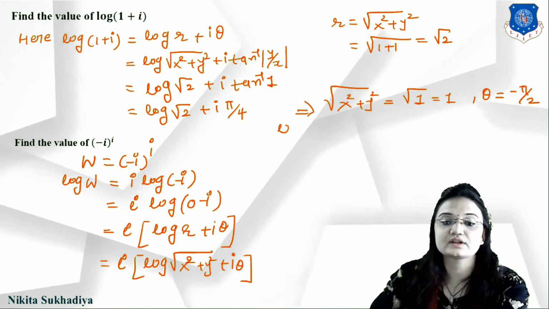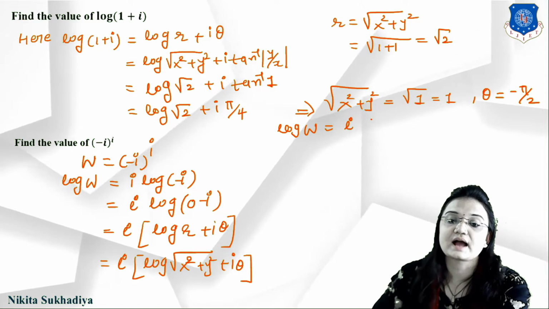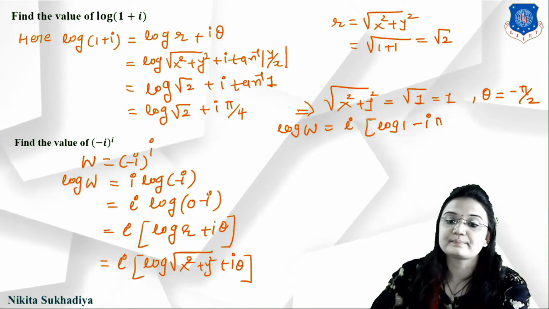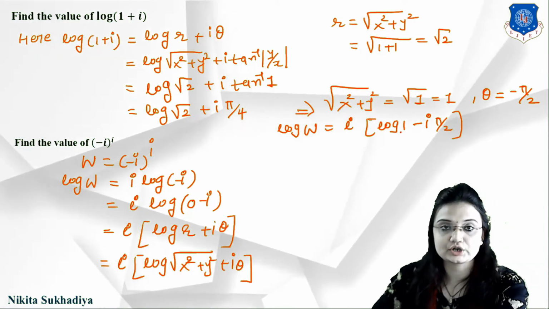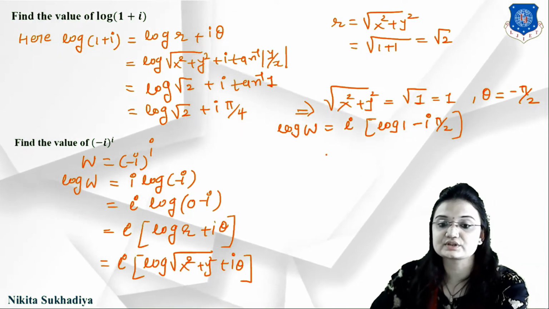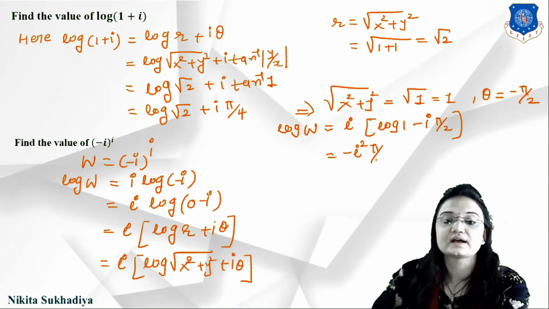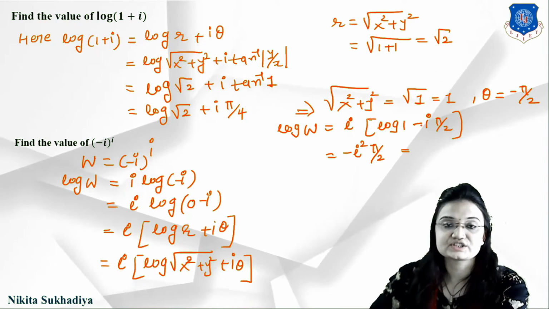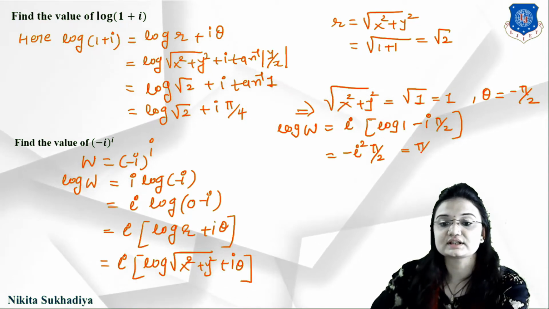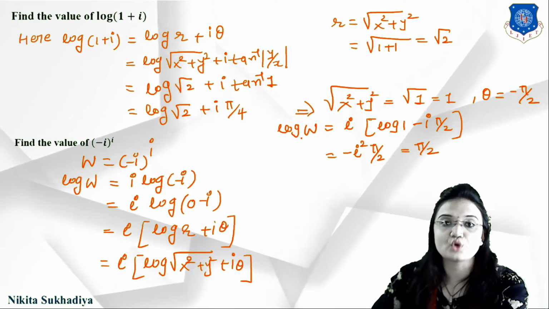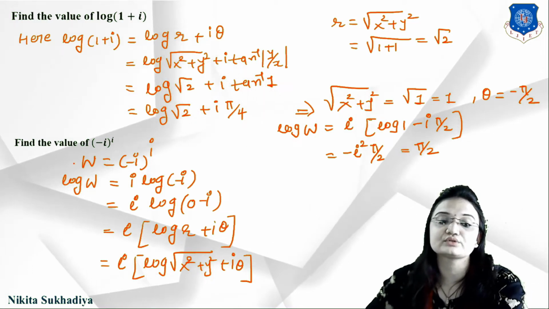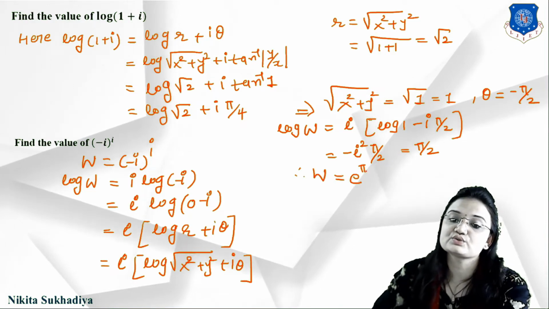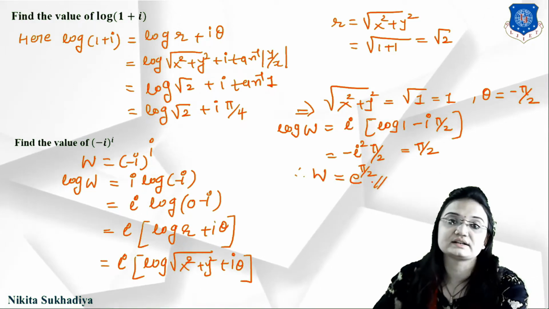So our logarithm of w becomes i times logarithm of 1 minus i pi by 2. We know that logarithm of 1 is 0, so this becomes minus i square pi by 2. Since i square is equal to minus 1, this is nothing but pi by 2. But this is the value for logarithm of w, and here we have to find the value of w only. So w is equal to e raised to pi by 2. This is our final answer.